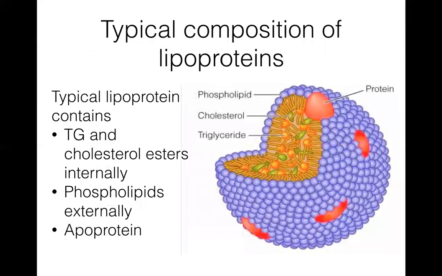The typical composition of a lipoprotein is illustrated here. In its core, you will find the most hydrophobic of all lipids. This would include triglycerides and cholesterol esters in varying proportion depending on the type of lipoprotein. Now, lipoprotein is covered by a single layer of phospholipid, and embedded on the phospholipid are the apoproteins. The different apoproteins, of course, vary according to the type of lipoproteins.